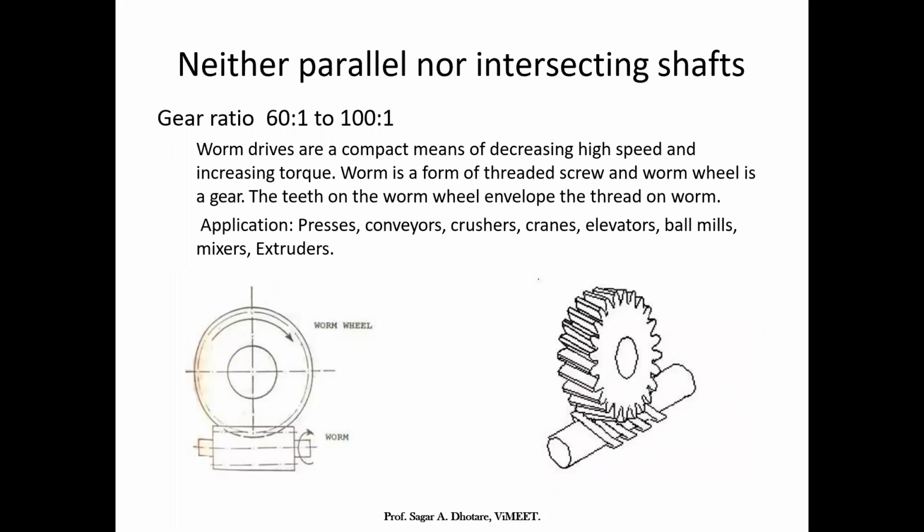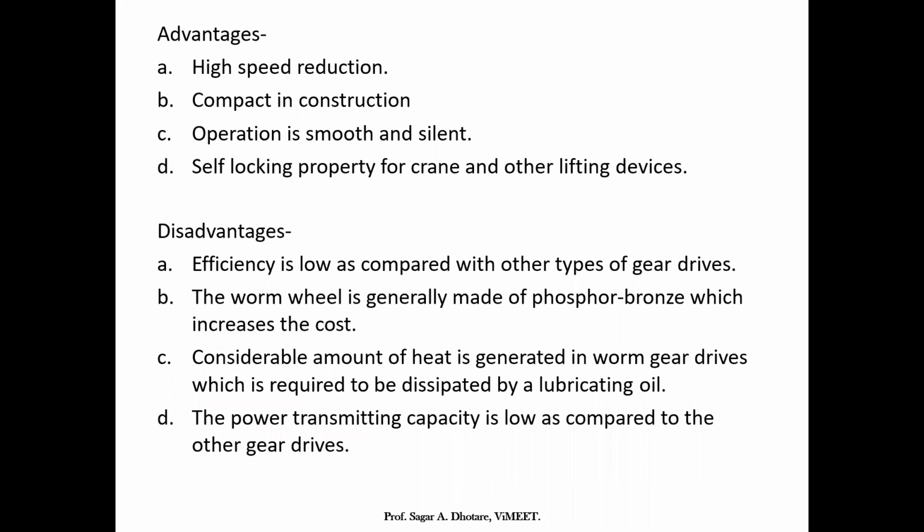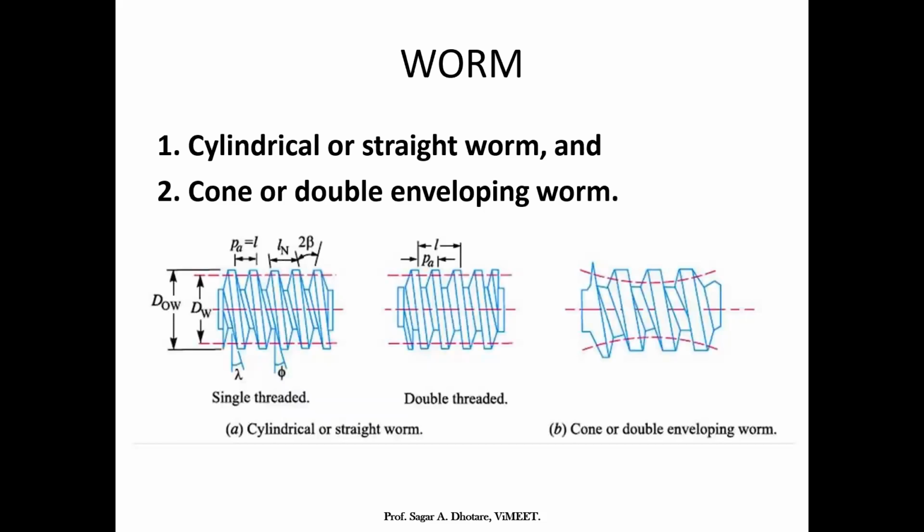As we discussed, we can use this kind of worm and worm wheel for press applications, conveyor applications, then crushers, cranes, elevators, ball mills, mixers, and extruders. As we discussed advantages and disadvantages of this, then basic classification is based on two types: cylindrical or straight worm, and the cone or double enveloped.